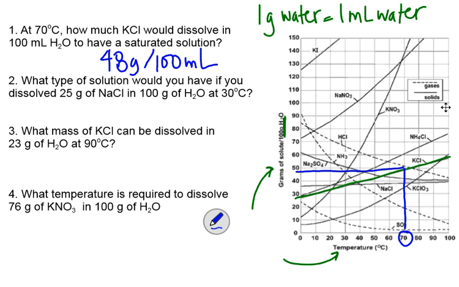Okay, so how much KCl could dissolve to have a saturated solution? In this case, it's about 48. If you ended up with 47 or 49, depending on the picture, that's fine. But you should be able to see from your notes that it's definitely less than 50.